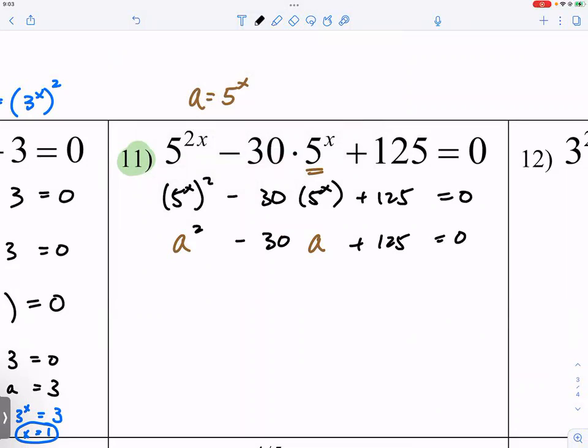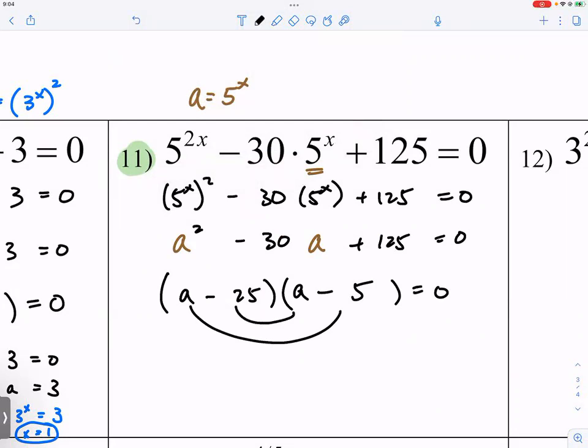So we're saying, how can we get 125? I think the easiest way to do it is 25 times 5. And if you put the 25 and 5 into the factors, you have a minus 25 and a minus 5, and you just double check. The outside will give you minus 5a. The inside will give you minus 25a. So together you get minus 30a, exactly what we needed. So a is equal to 25 and a is equal to 5.